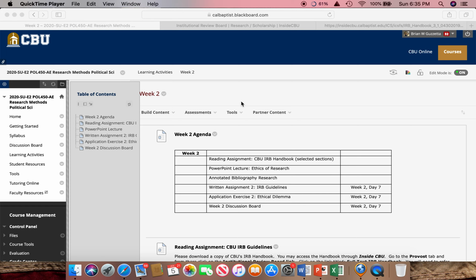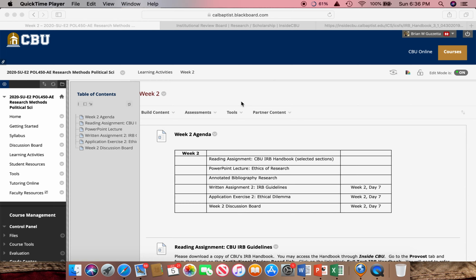In our week 2 agenda, we're going to have our reading assignment, which is going to be the CBU IRB handbook, and I'll show you how we can navigate to that. We've got a PowerPoint lecture on the ethics of research. Then we should continue to work on our annotated bibliography research. That will be due later, but any research you do that is connected to your topics, always keep track of it, because we'll want to keep those together for the annotated bibliography.